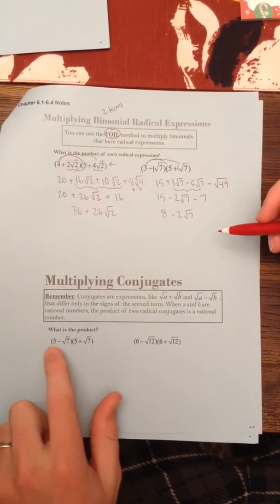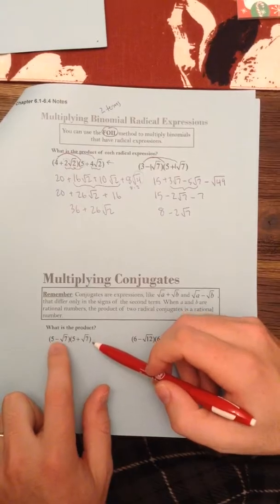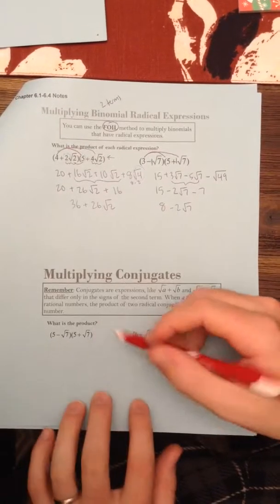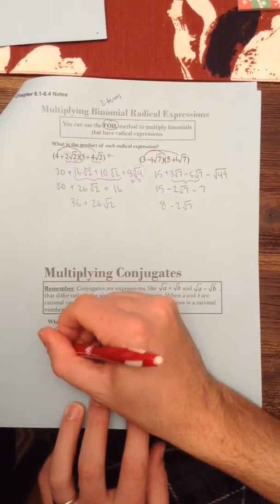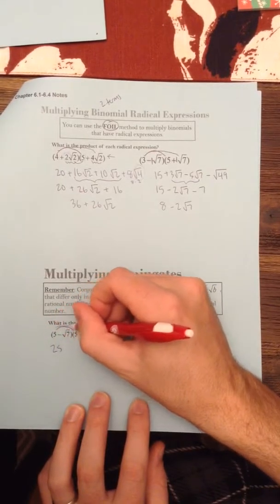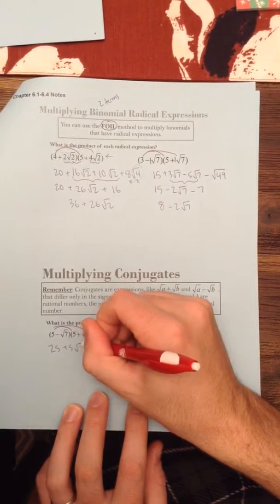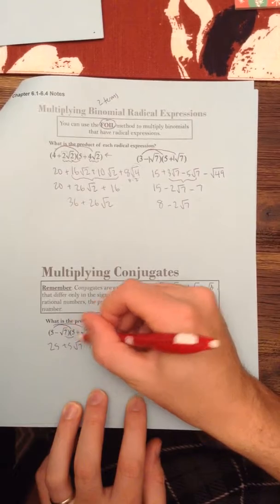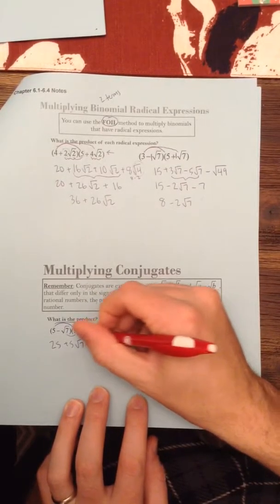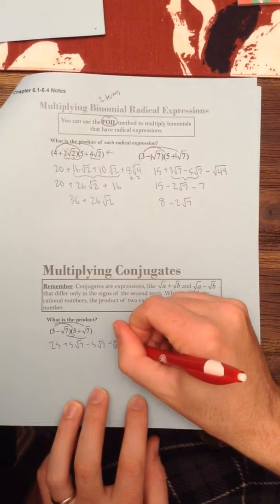So here, these are conjugates. They both start with a 5, but then we have minus the square root of 7 and plus the square root of 7. So when you FOIL, you end up with 25 plus 5 square roots of 7 minus 5 square roots of 7 minus the square root of 49.